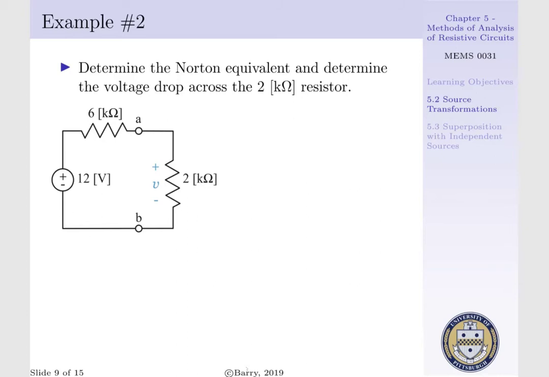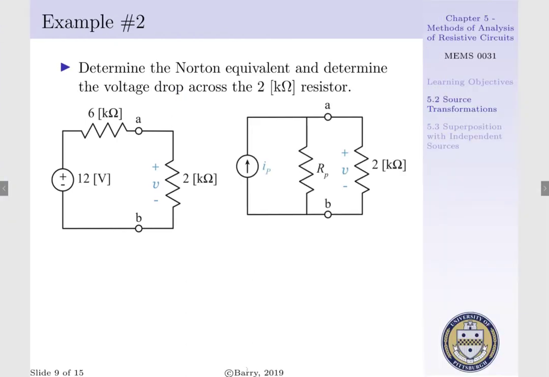In example 2, we want to determine our Norton equivalent as well as the voltage drop across our 2 kilo ohm resistor. To begin, we are given a 12 volt source that's connected in series with a 6 kilo ohm resistor. This non-ideal source is connected to a resistor with a value of 2 kilo ohms at terminals A and B. To begin, we will construct our Norton equivalent circuit.